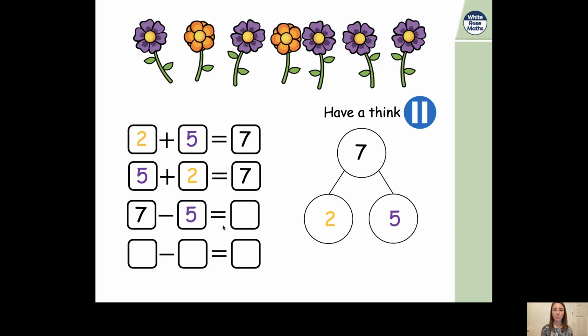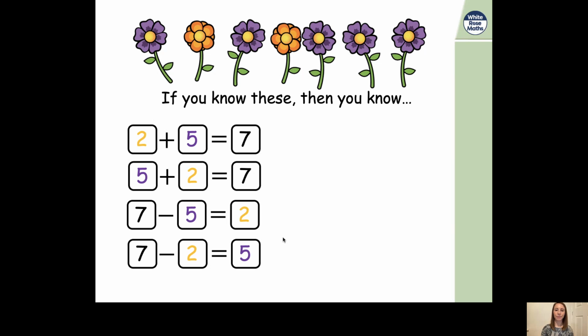If I took away all my purple flowers, I'd have 2 orange flowers left. And then I'm not going to take away 5 this time because I've already done that. Now I'm going to take away 2. So 7, take away the 2 orange flowers. How many flowers have I got left if I was to take away the 2 orange flowers? Well done if you said the number 5. 7 take away 2 equals the number 5.